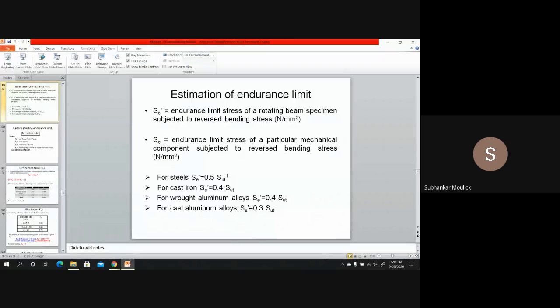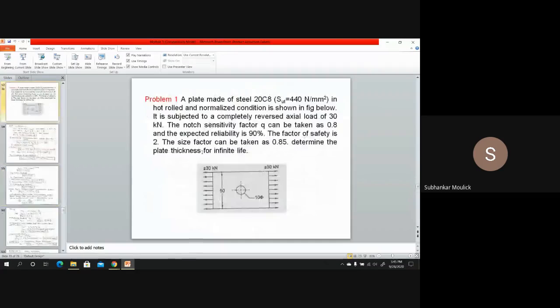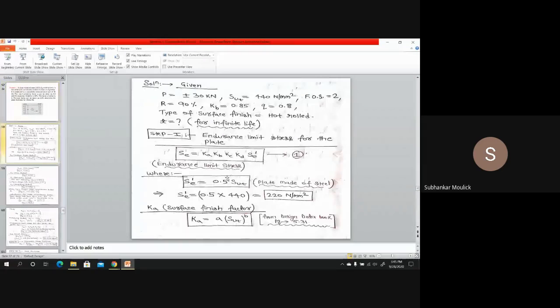Fine. So Se dash is what? Se dash is 0.5 times of SUT. SUT, I think it is given in the problem. Yes, SUT is 440 Newton per mm square. So Se dash is 0.5 into 440, which is 220 Newton per mm square. That means this Se dash value is 220 Newton per mm square.